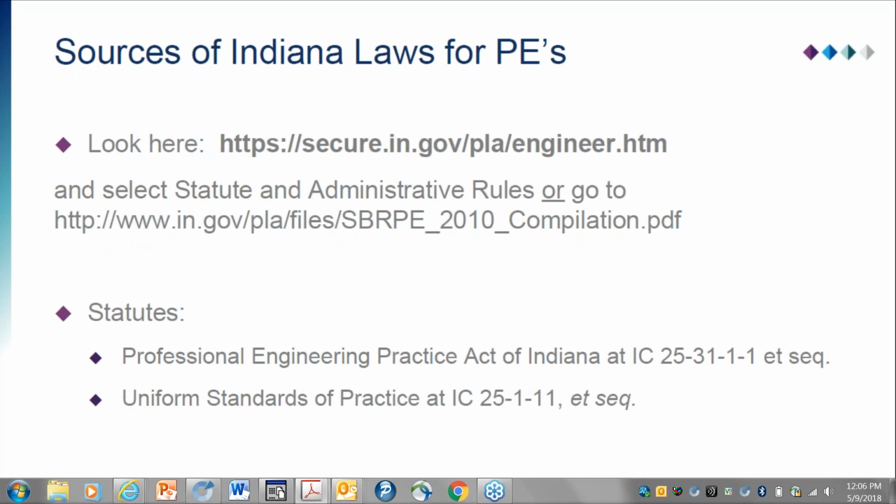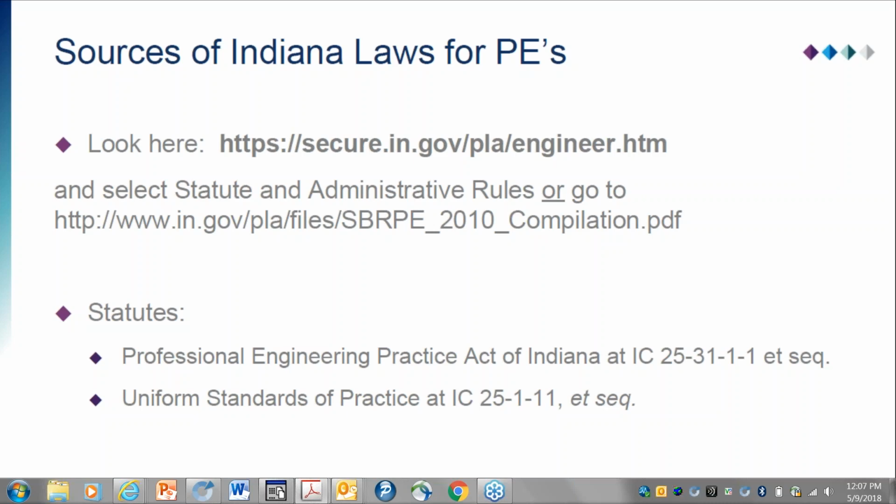So there are various sources of Indiana law for professional engineers. You can go to the website that you see on the screen here, and it's a page that's dedicated solely to professional engineers. It has a lot of information about how you maintain your license. It's got an FAQ section that answers some common questions. You can also search disciplinary cases that have been brought by the Indiana Attorney General for violations of the rules applying to professional engineers. It's pretty well laid out, and the state of Indiana just redid their website, so I think it's a lot more user-friendly than it has been in the past.